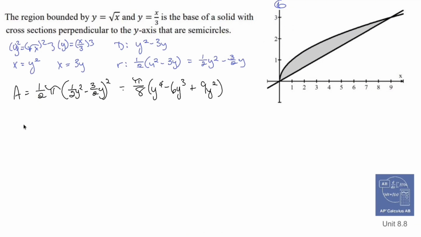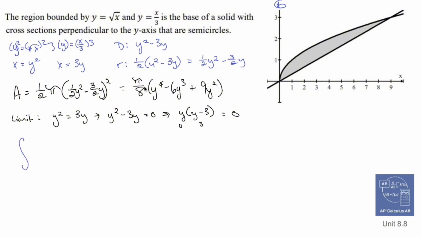Let's just double check. The limits are when I take these two original equations and set them equal to each other. So y squared equals 3y. Subtract 3y from both sides, so y squared minus 3y equals 0. Factor that out. y times (y minus 3), so yeah, we get 0 and we get 3, so those are our limits. Happy, happy, happy. What's not happy is what's about to happen. I'm going to integrate that guy right there.